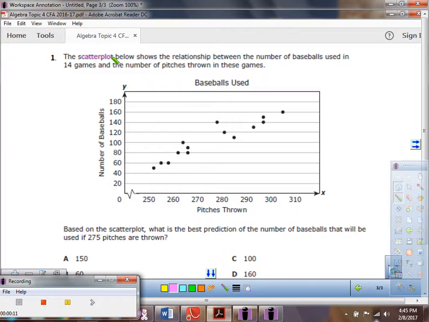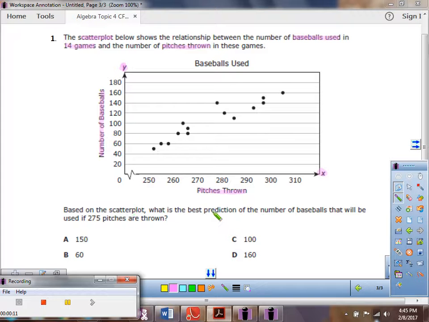The scatter plot below shows the relationship between the number of baseballs used in 14 games and the number of pitches thrown in these games. So if you look at your x-axis, these numbers represent the pitches thrown, and this is your y-axis, and this is the number of baseballs. So if you keep reading, it says, based on the scatter plot, what is the best prediction of the number of baseballs that will be used if 275 pitches are thrown?